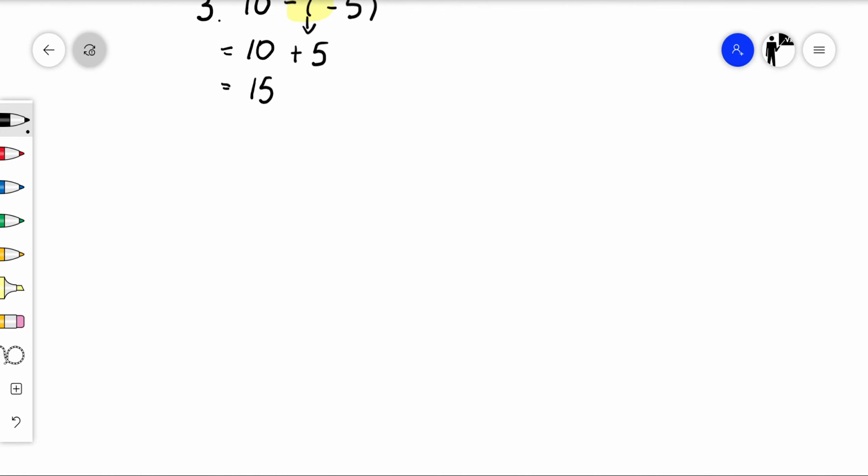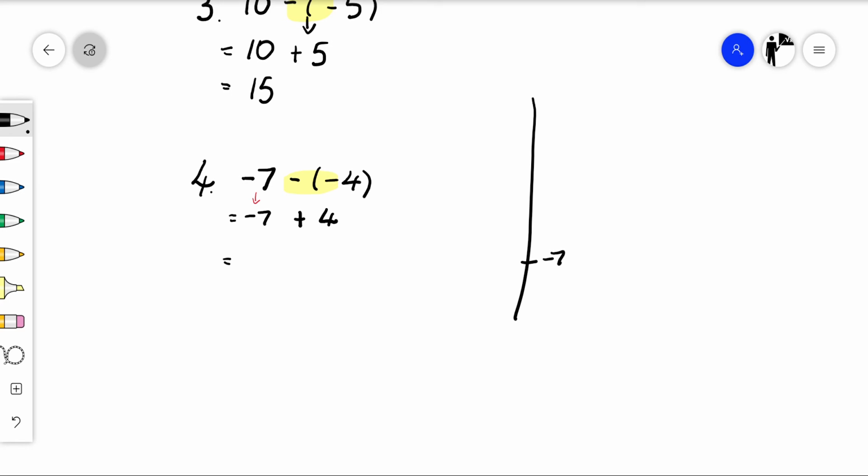And this works for all calculations. If, for example, we wanted to do negative 7 subtract negative 4. So here we're subtracting a negative. Subtracting a negative behaves like addition. Notice how this negative 7 still remains a negative 7. This behaves like negative 7 plus 4. So negative 7 plus 4, if I think about that on a number line, if I start at negative 7 and I move up 4, where am I going to end up? Well, I'm going to end up at negative 3.